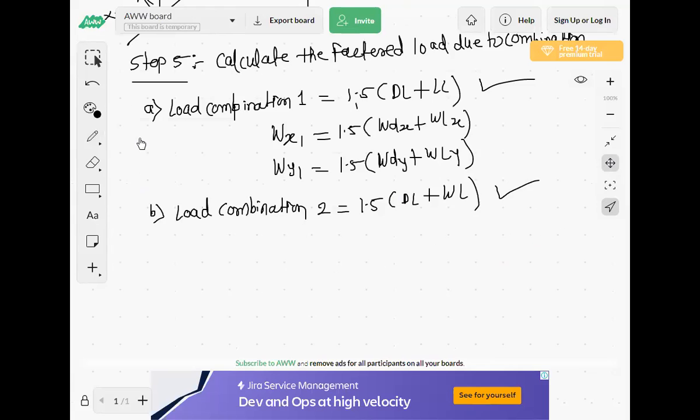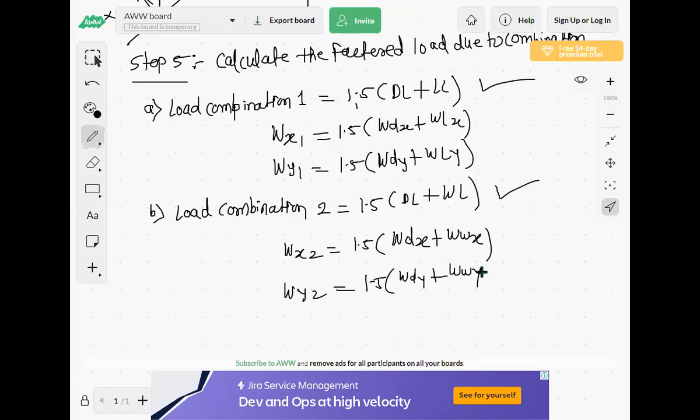So now WX2, where 2 is the second load combination. So 1.5 into WDX plus WWX, and WY2 is equal to 1.5 into WDY plus WWY. So simple, only follow the procedure. This is the procedure. If we solve one problem, you will understand it better.